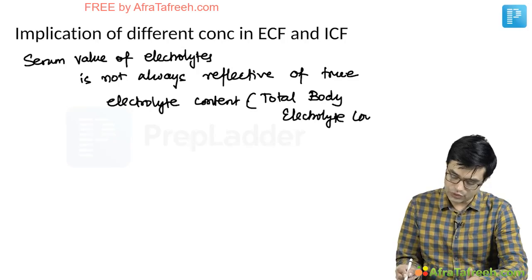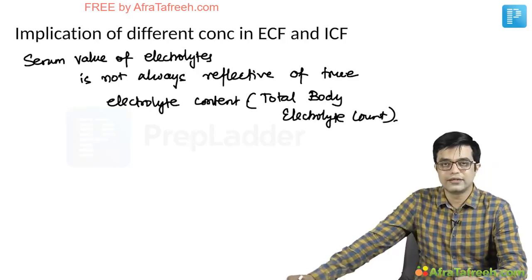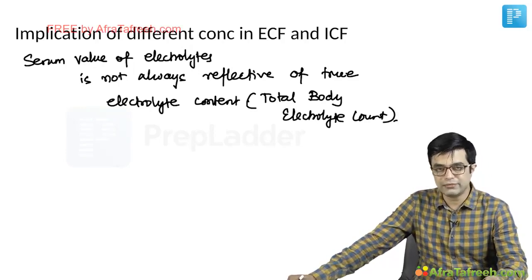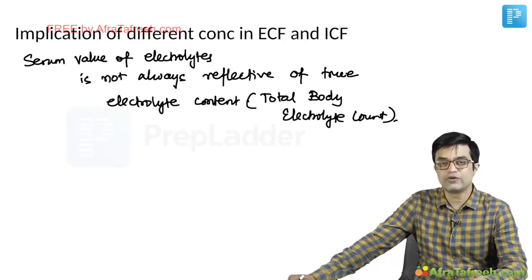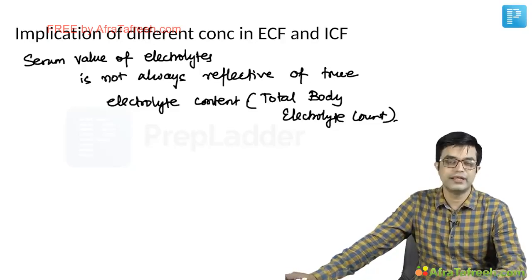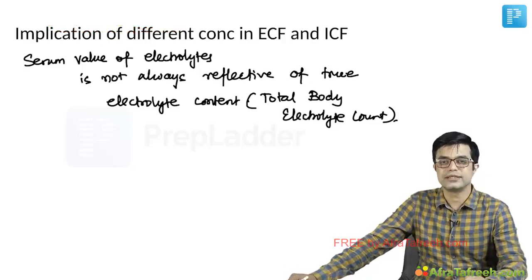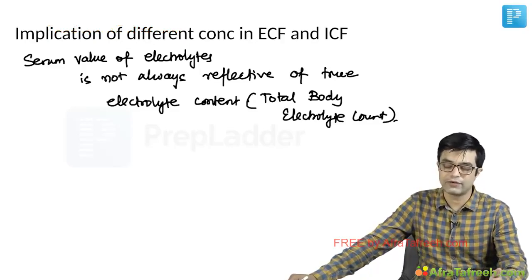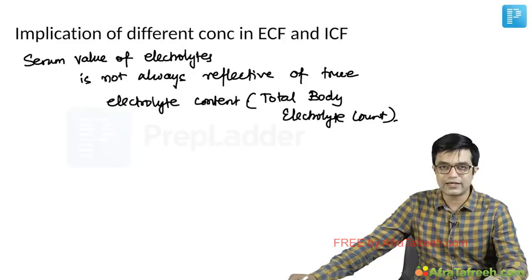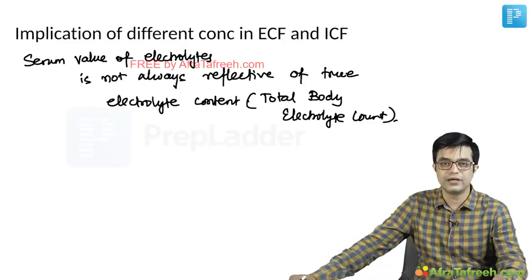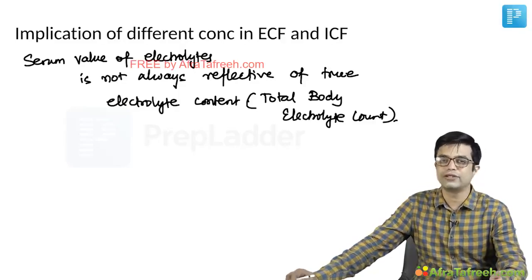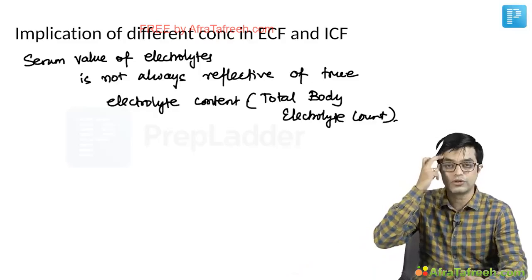This is especially true in cases of cations like potassium, because potassium is present outside the cell in minimal amount. Sometimes there may be movement of potassium inside and outside in various pathological states, and so the serum potassium measurement that we do is not always reflective of the true electrolyte content. In fact, calcium in the blood is very little, but most of the calcium is trapped in the bones. So you cannot always rely on the serum values of these electrolytes to know about the true status.